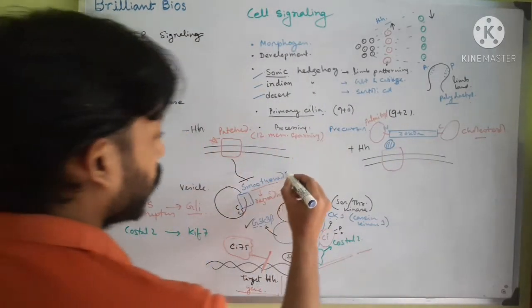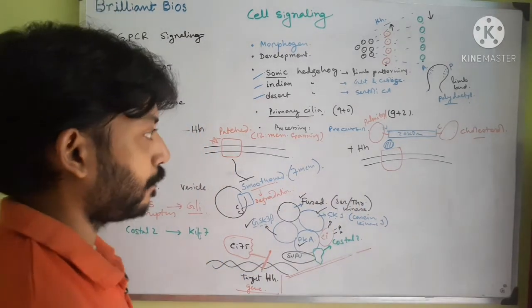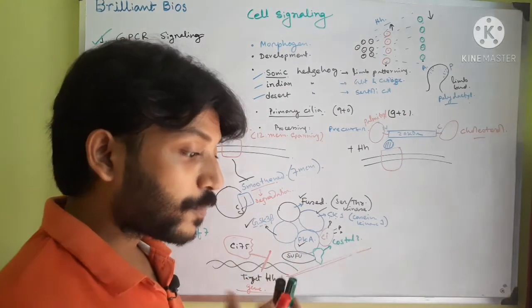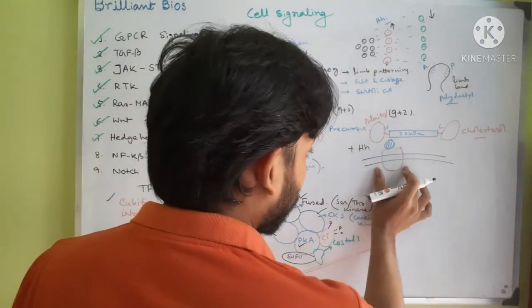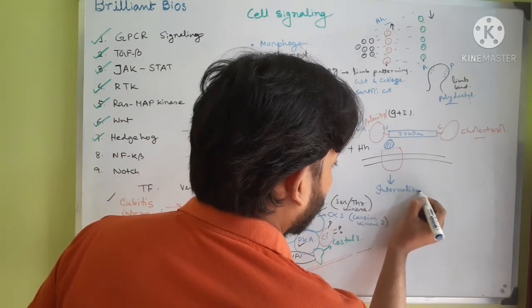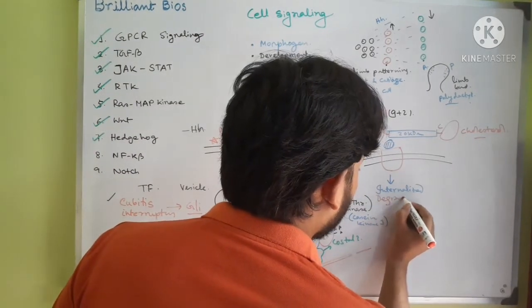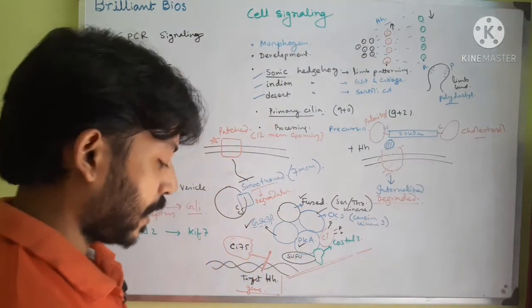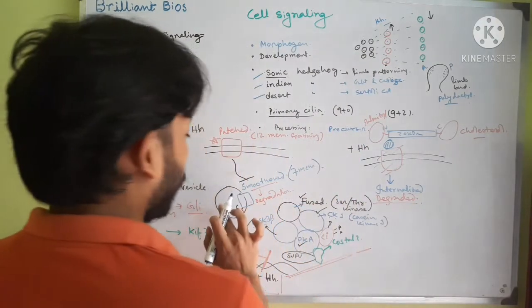Another piece of information I want to mention is that smoothened is a 7-membrane spanning alpha helix protein, an integral membrane protein. When Hedgehog binds with the patched, receptor mediated endocytosis occurs. That means the patched and the Hedgehog get internalized, or you can say endocytosed, and get degraded. This is the mechanism. Now the inhibitor gets degraded, so there is no inhibitor. In that case, the smoothened protein goes from these vesicles to the plasma membrane.